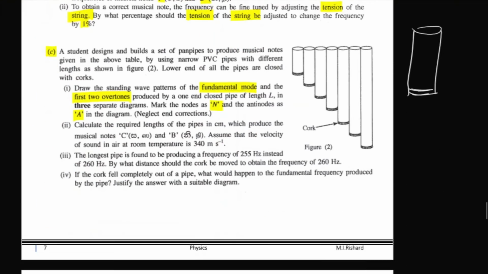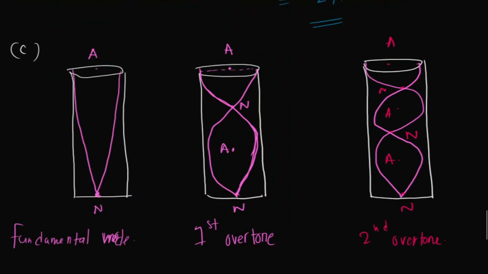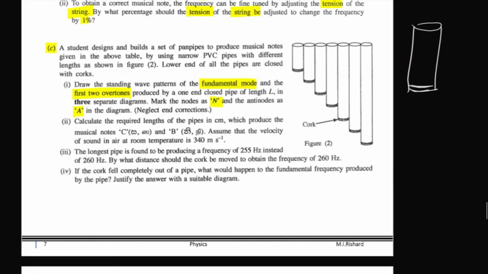They've asked us to find... no, simply you have to draw the diagram, right? So yes, these are going to be the diagrams. All right, guys, so let's go for the next second part. The first part is done.